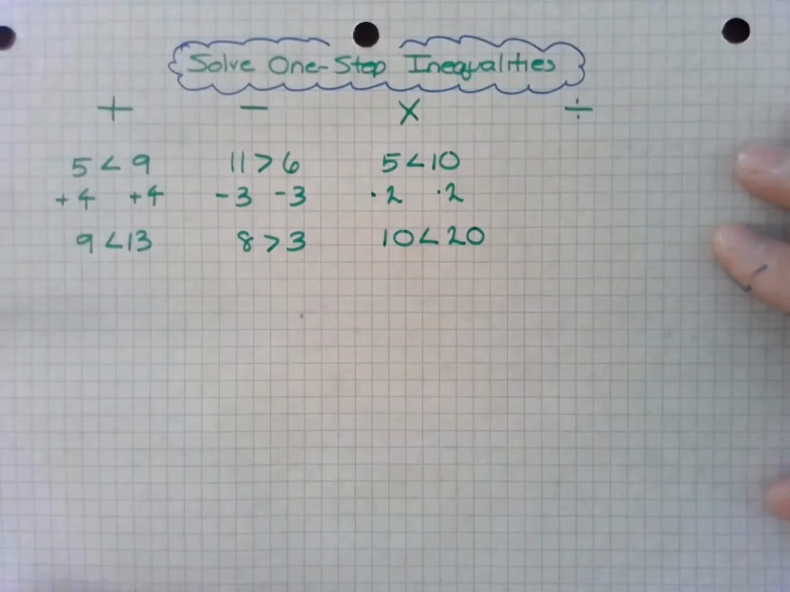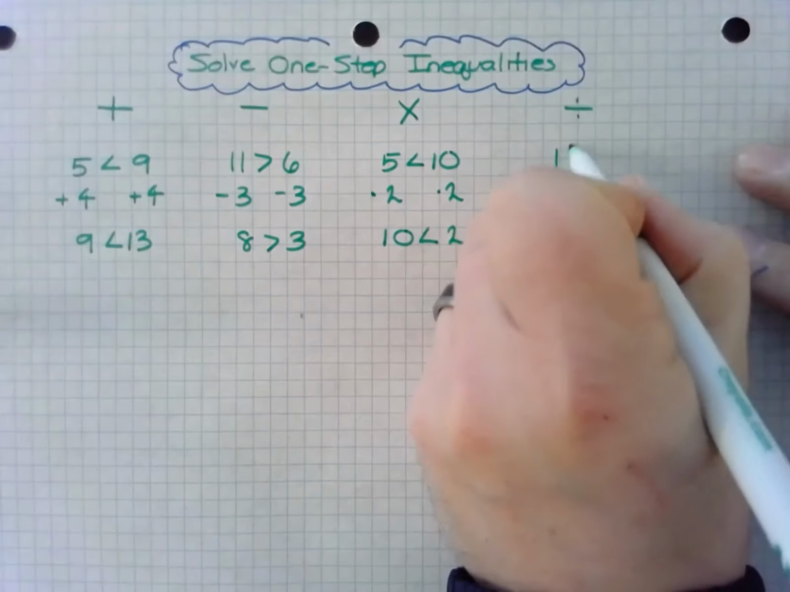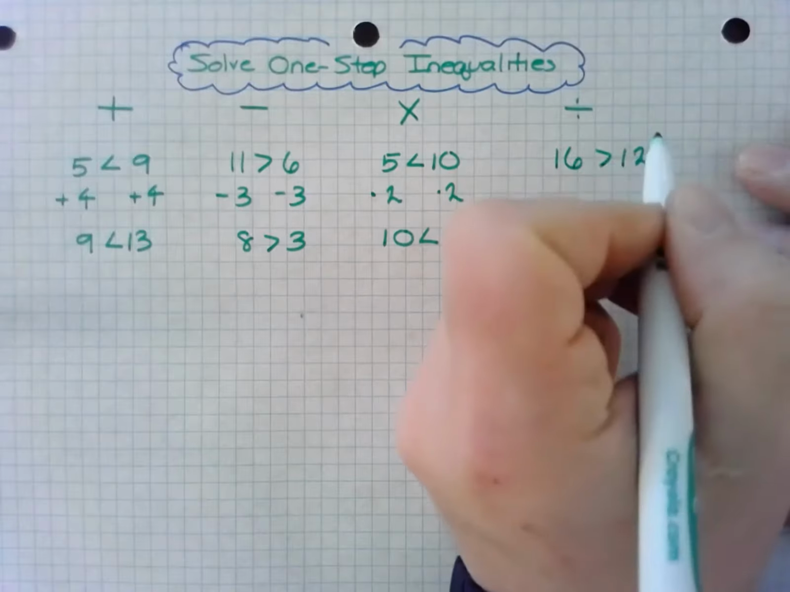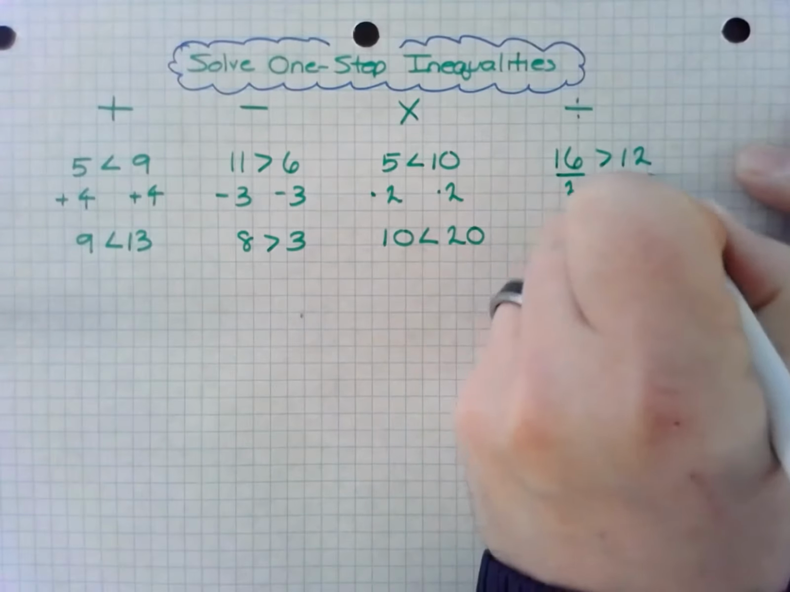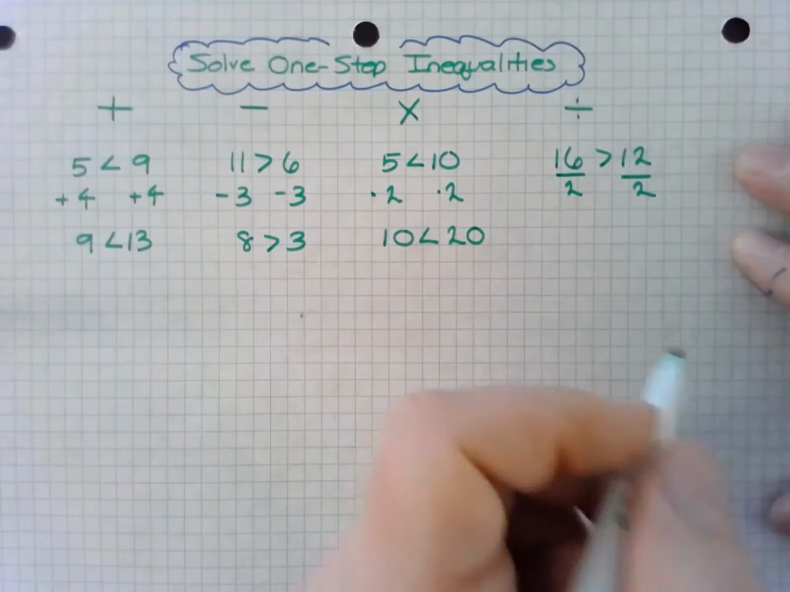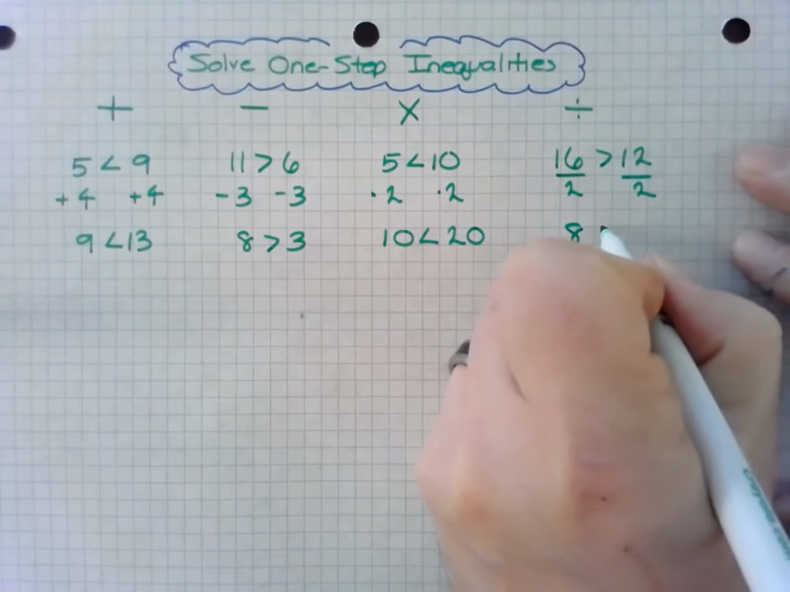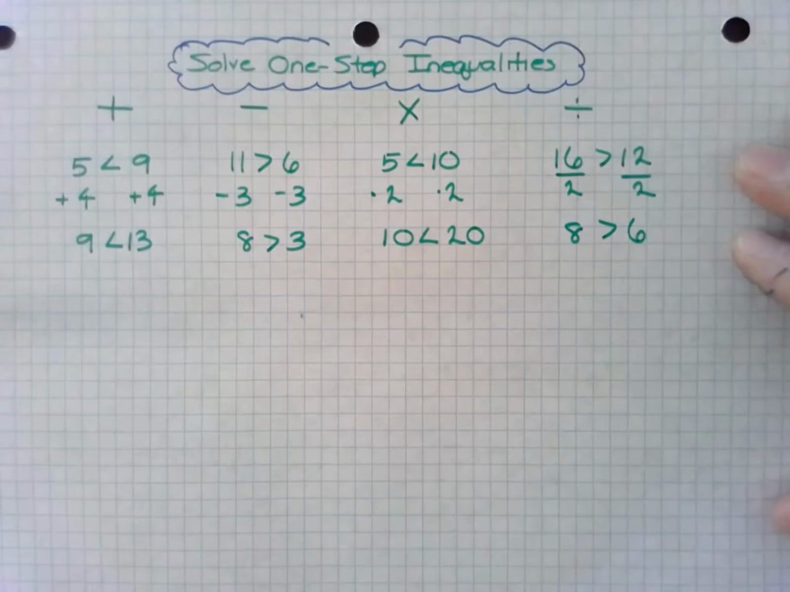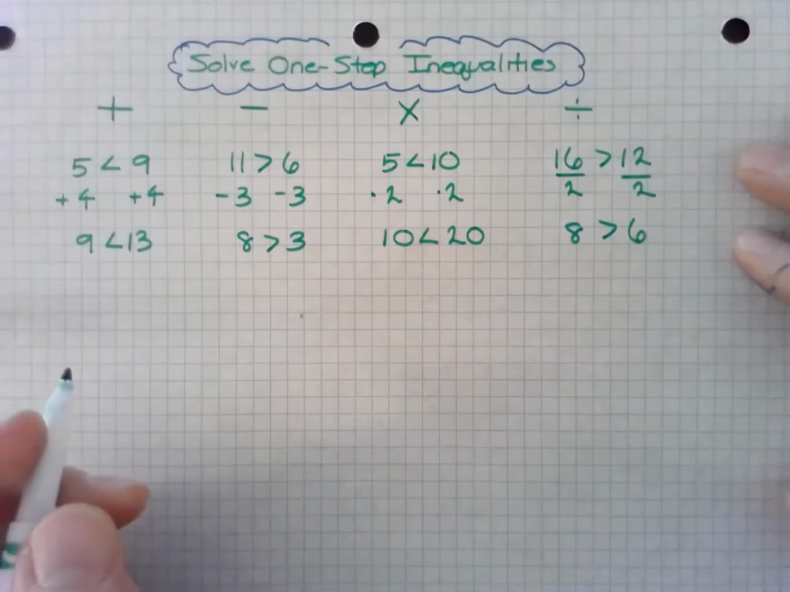And finally, with division, say I have 16 is greater than 12, and I divide both of those by 2. The statement is still true. 8 is greater than 6. So let's look at some actual examples using some variables.